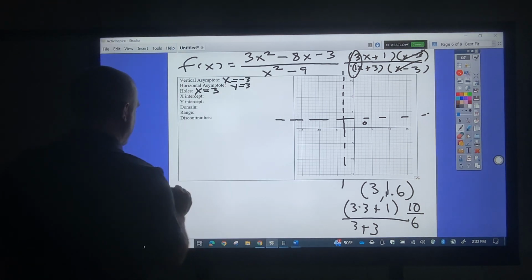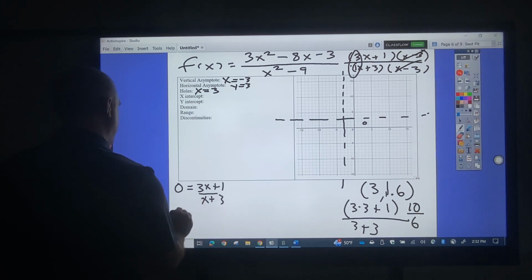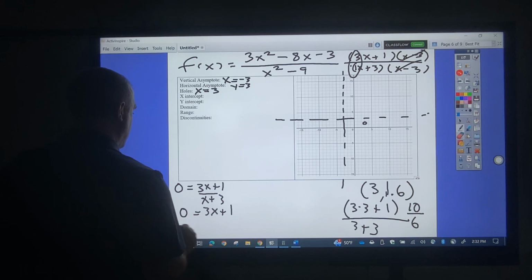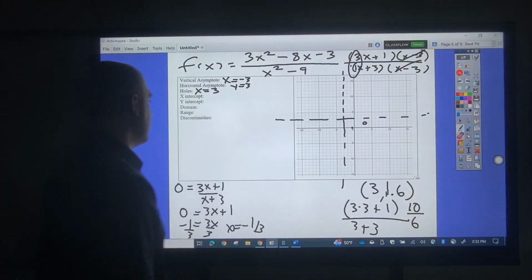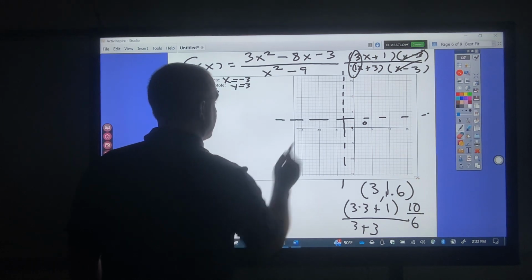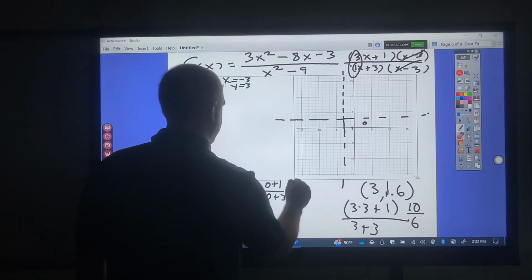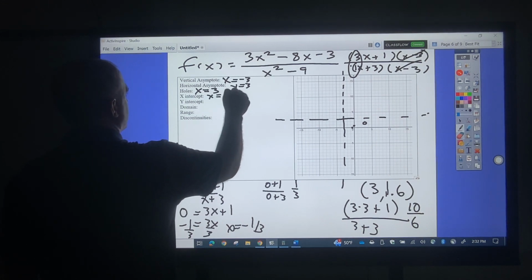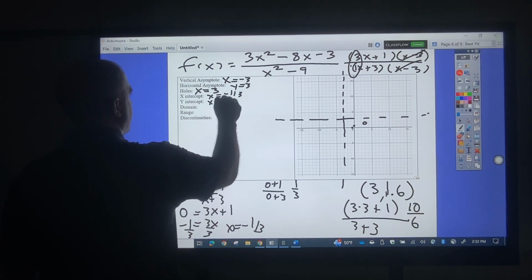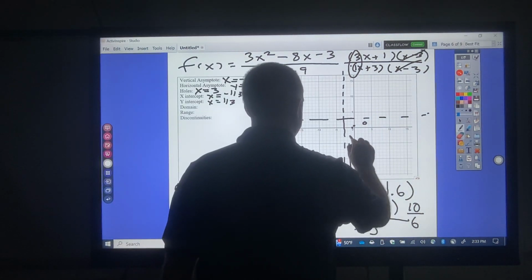For the x-intercept, I would set the y equal to 0. Cross multiply, that's 0 equals 3x plus 1. That'd be -1 equals 3x, divide by 3. I get x equals -1/3. So right here, okay. The y-intercept, I put 0 in for x, so that's going to go away. That's 0 plus 1 over 0 plus 3, so that's going to be 1/3, okay. So I got an x-intercept of x equals -1/3. I've got a positive y-intercept of 1/3. Okay, I can clearly see I've got enough points here to clearly graph this.